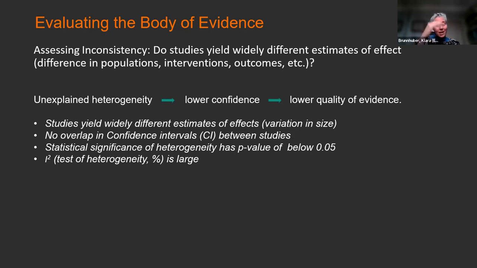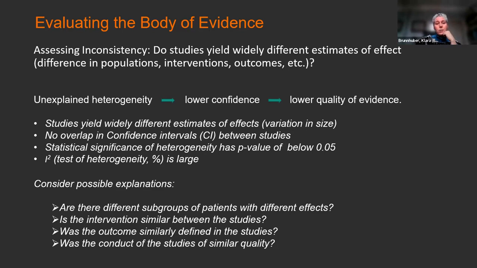You might have different size of effects. You might have no overlap in confidence intervals between studies, so completely in different parts of your scale. You might have conducted those heterogeneity statistical analyses, and for example, your statistical significance of heterogeneity has a p-value below 0.05, or your I2 test is large. All of these are indications that there may be heterogeneity at play, which can be a real warning sign in terms of how combining those results into one might be problematic.